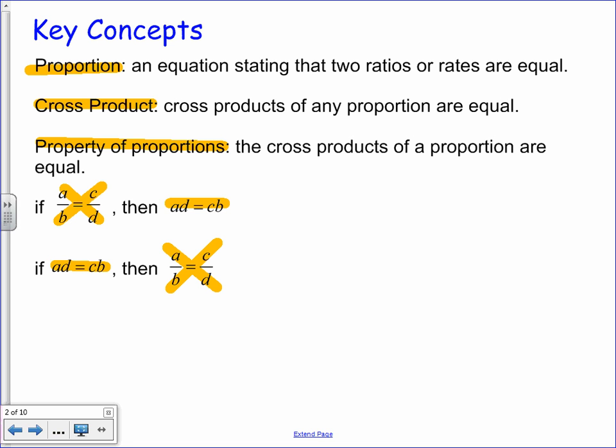And this right here, as you can see, forms kind of an X. That means a cross product. So I'm multiplying across, and that's where the cross product word comes from. When I set up these two ratios, remember a ratio is comparing two quantities, I'm actually setting up a proportion. And it's set up here by this equal sign. That is what a proportion is.